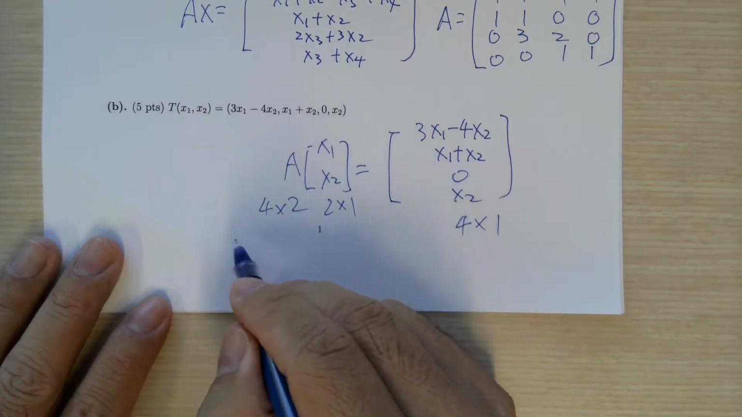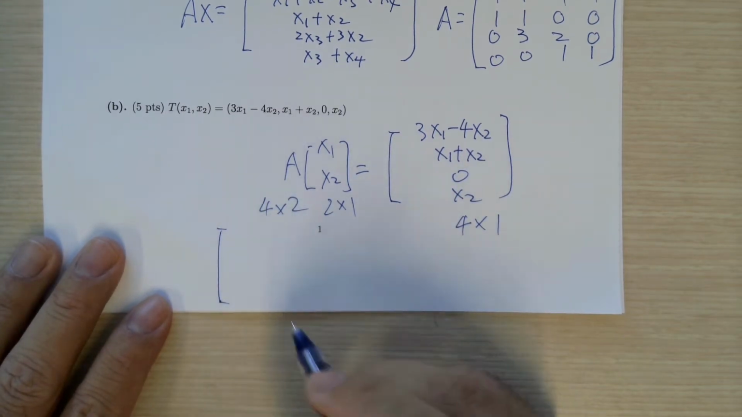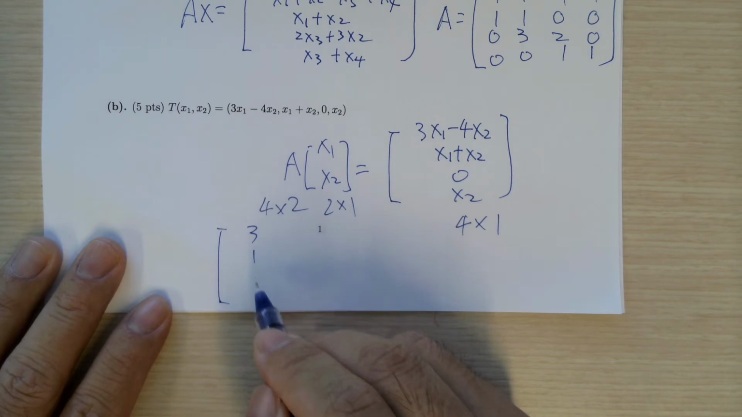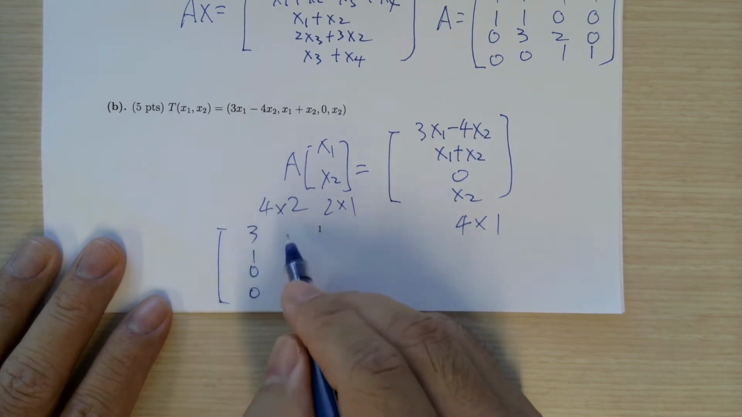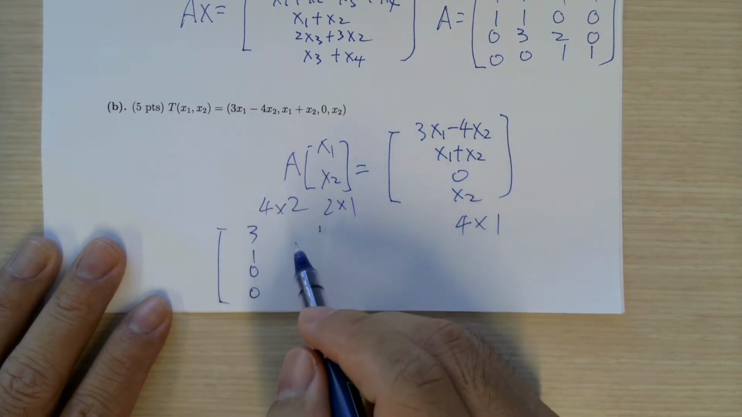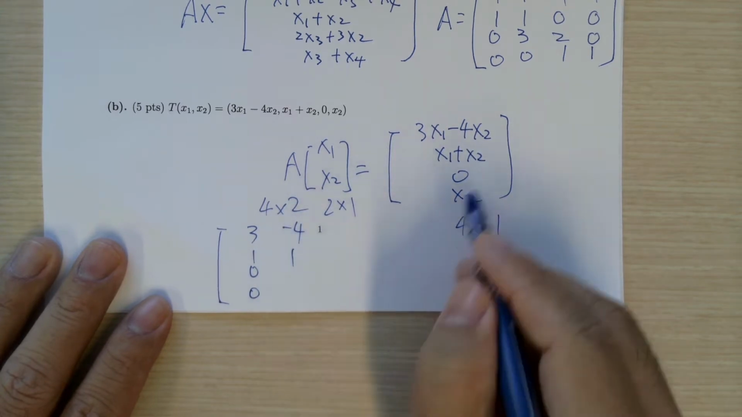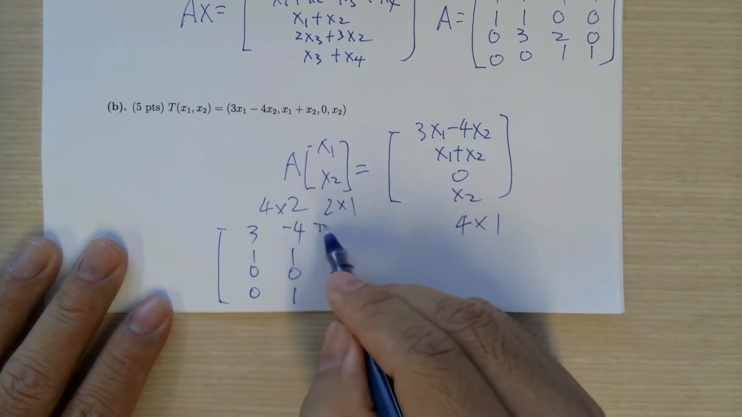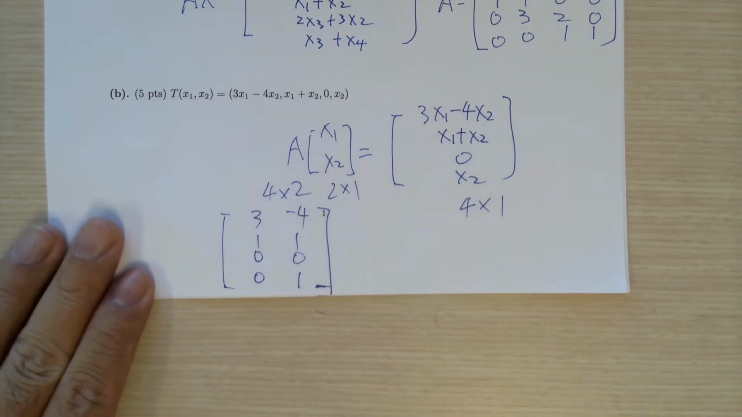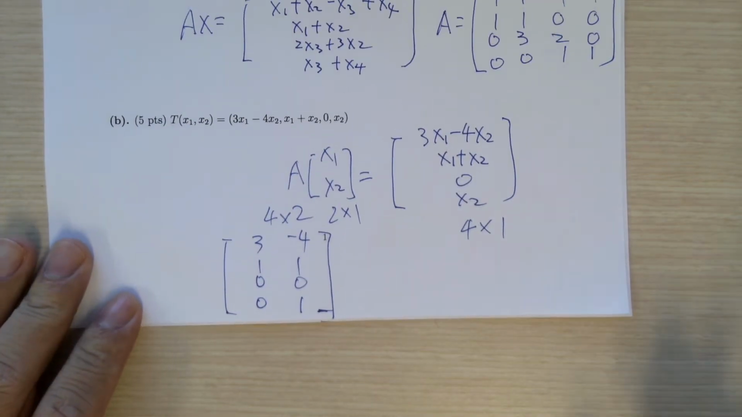So the matrix is going to be what? It's going to be 3, 1, 0, 0. And then negative 4, 1, 0, 1. Okay. That's it. Simple.